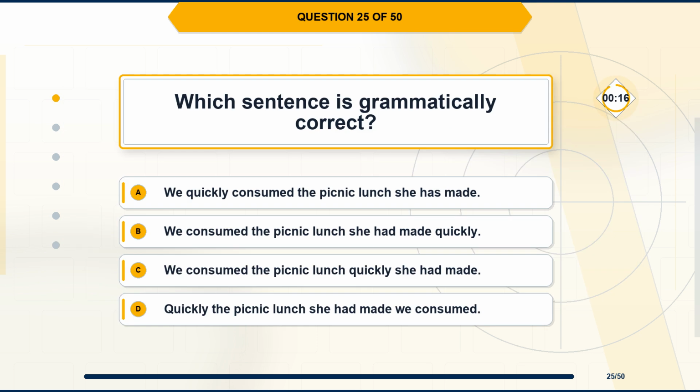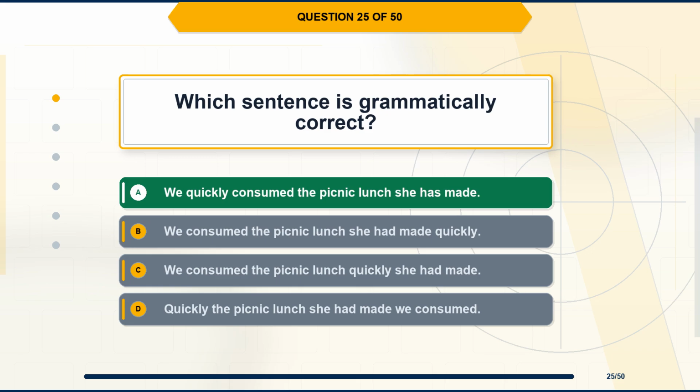Question 25. Which sentence is grammatically correct? Option A, we quickly consumed the picnic lunch she has made. Option B, we consumed the picnic lunch she had made quickly. Option C, we consumed the picnic lunch quickly she had made. Option D, quickly the picnic lunch she had made we consumed.